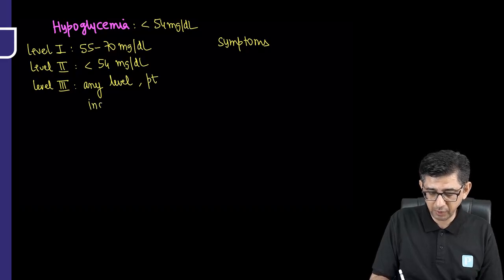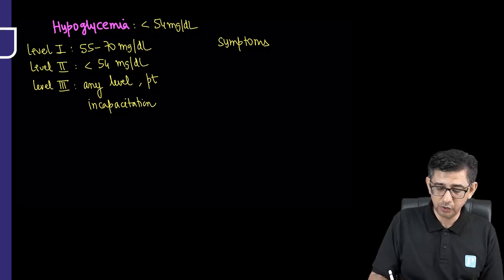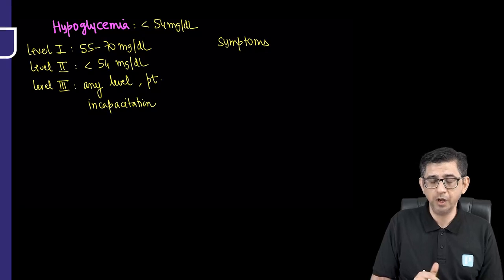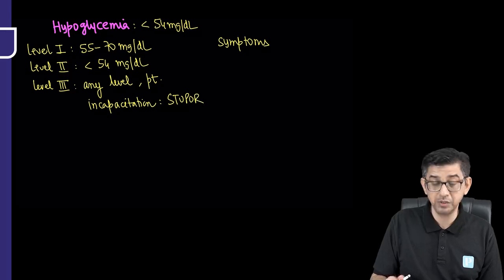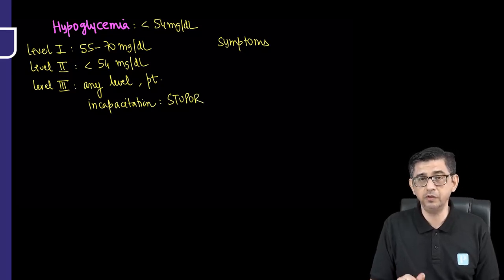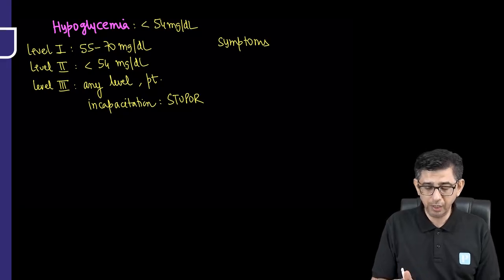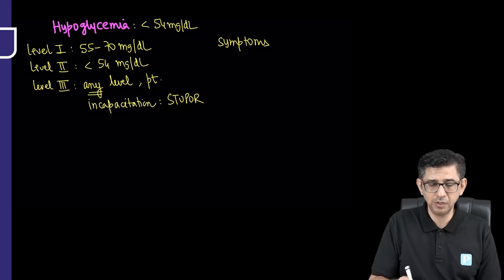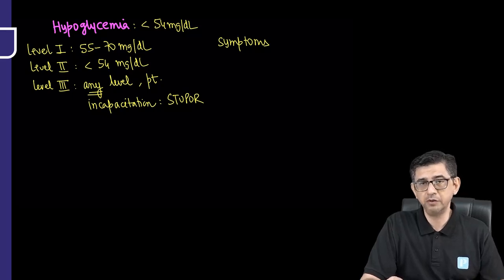For example, a person is brought to you in an unconscious, semi-responsive or unresponsive state. If my patient is having incapacitation, like the person became drowsy or went into a stupor, or in the worst case scenario has a hypoglycemic seizure and is brought to the hospital, then whatever the value is, that is level 3. And it says any level because some people might be fasting from a very young age, since they were children.